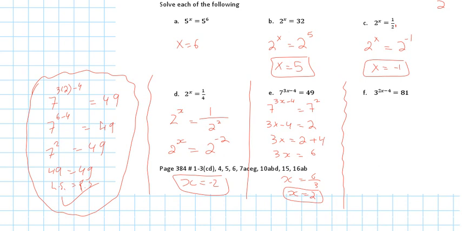What's the common base that you want to work with in the next one? 3. So you're gonna have to replace 81 with 3 to the power of something, right? Okay. What did it turn out to be? 4? All right, so we're gonna change this to 3 to the power of 4. So you see now, I have both sides with the same base.